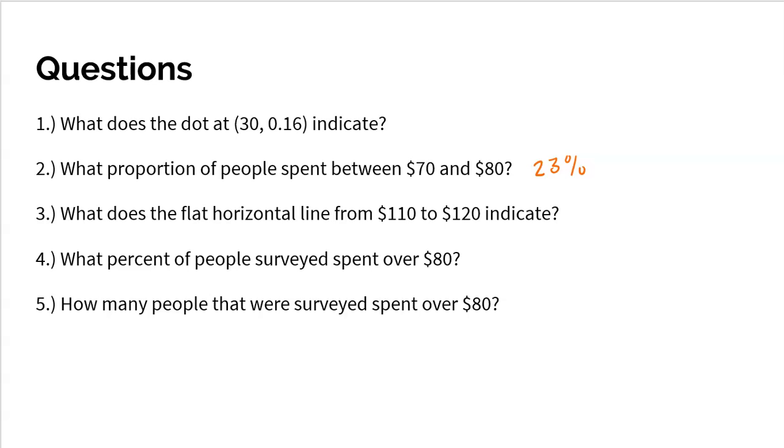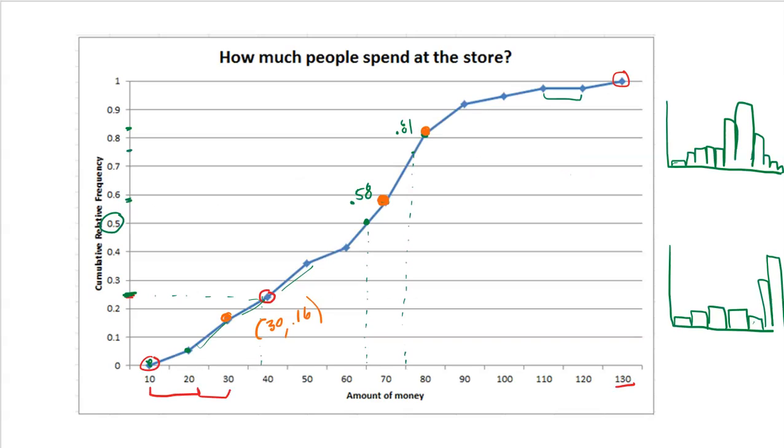What does the flat horizontal line from 110 to 120 indicate? Again, we actually already talked about that as well. So that tells me that 0% of people spent between $110 and $120 at the grocery store because there was no change in percentile.